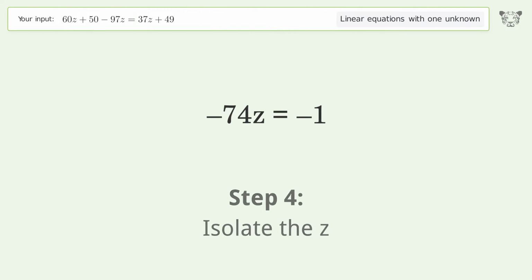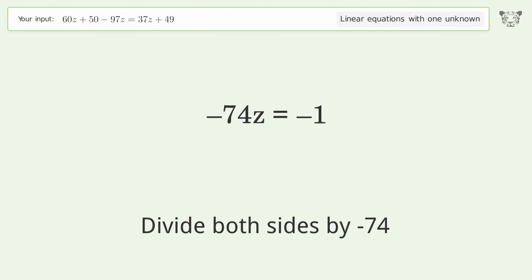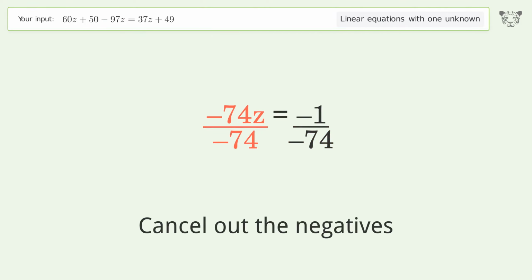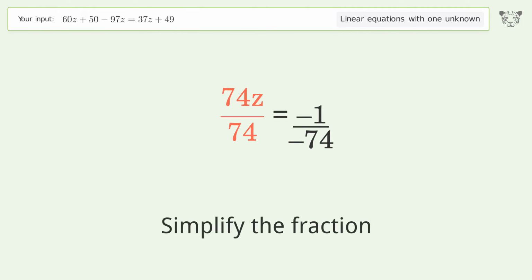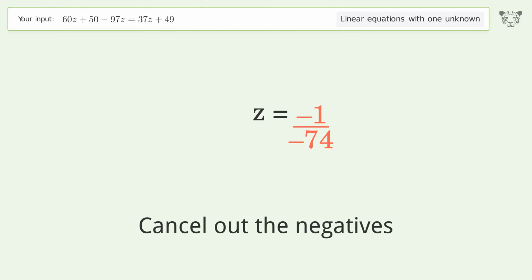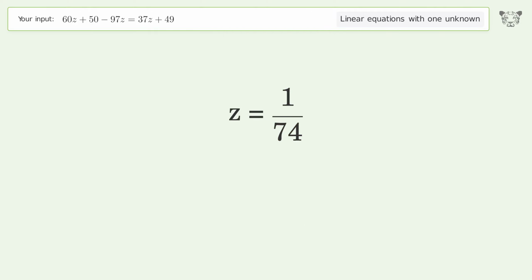Isolate the z. Divide both sides by -74. Cancel out the negatives. Simplify the fraction. Cancel out the negatives. And so the final result is z equals 1/74.